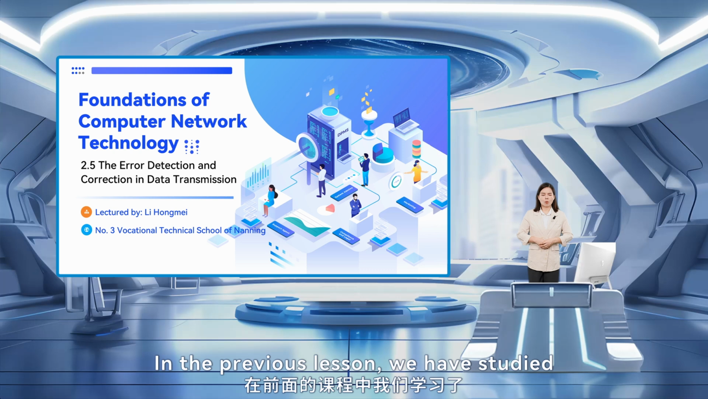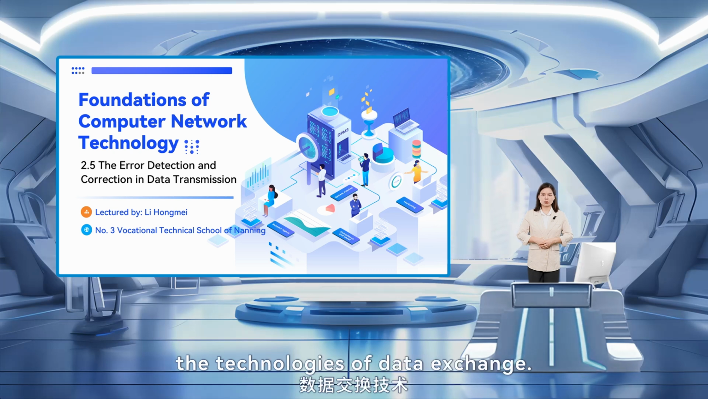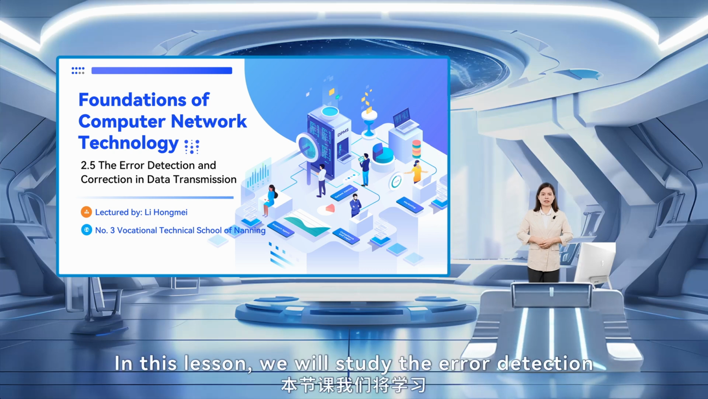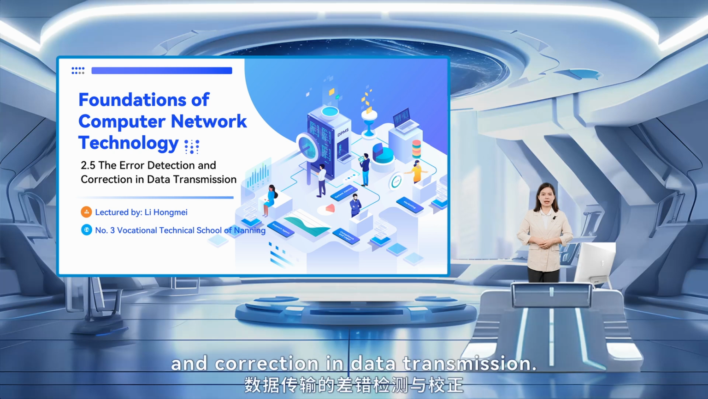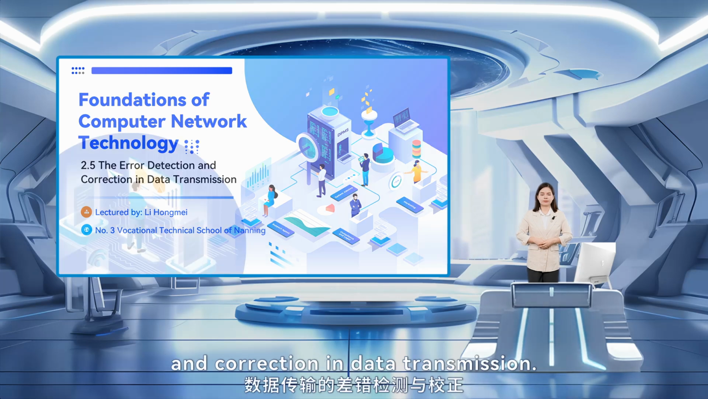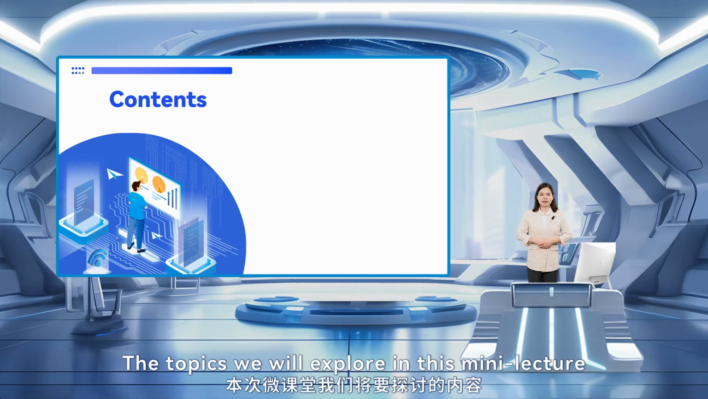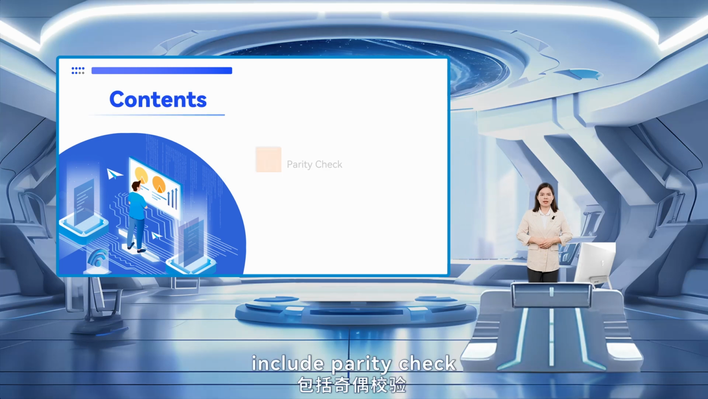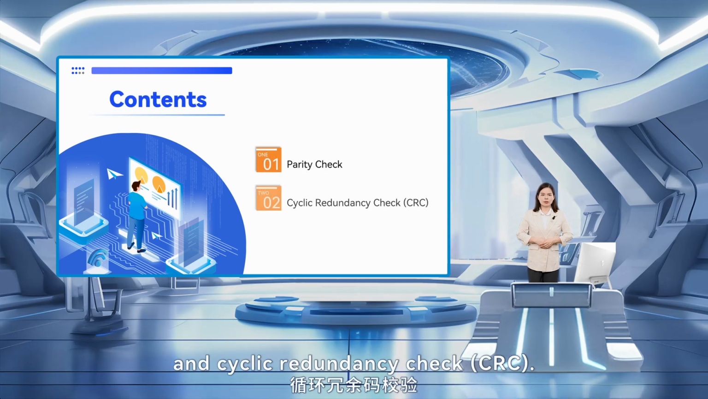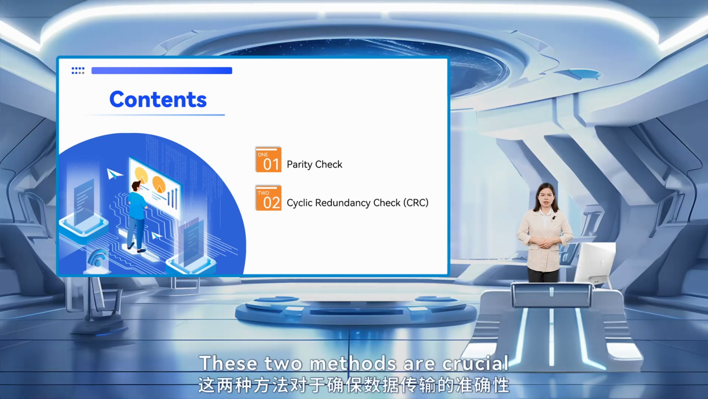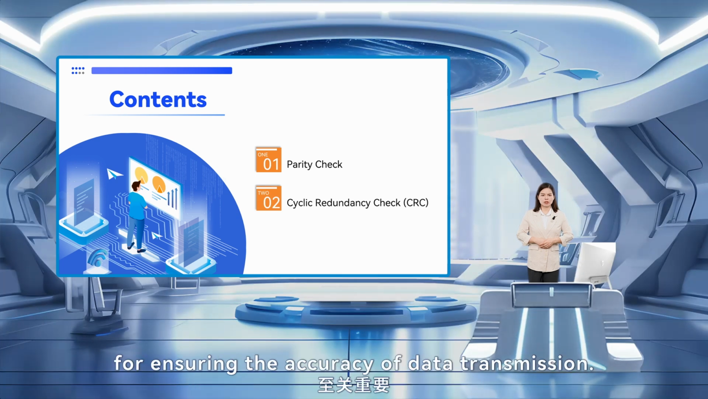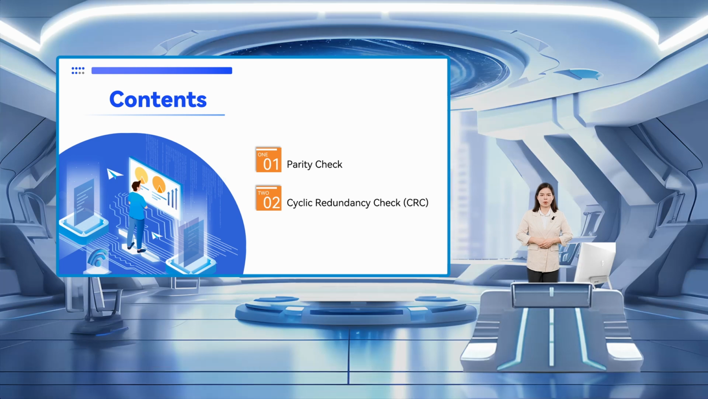In the previous lesson, we have studied the technologies of data exchange. In this lesson, we will study the error detection and correction in data transmission. The topics we will explore in this mini lecture include parity check and cyclic redundancy check. These two methods are crucial for ensuring the accuracy of data transmission.